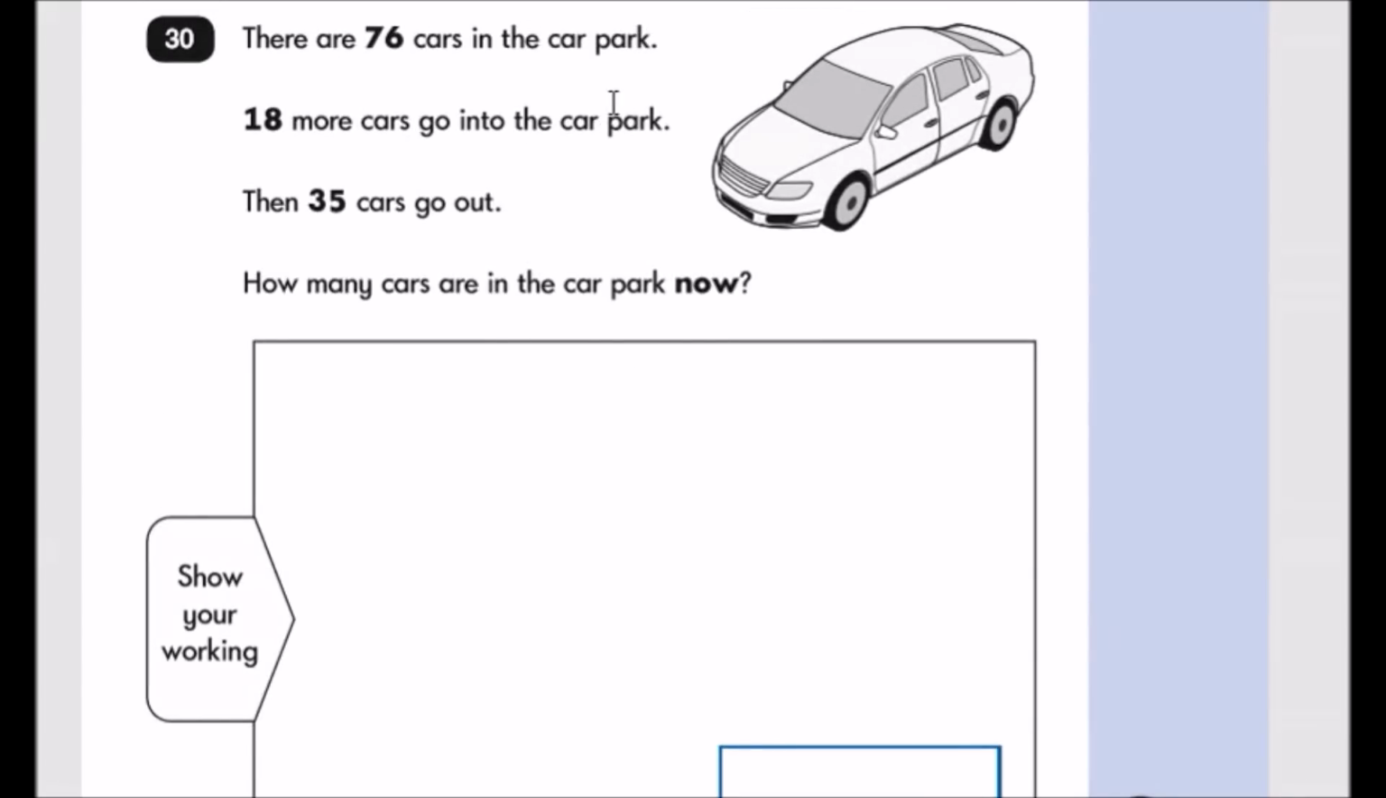So there are 76 cars in the car park. 18 more cars go into the car park. Then 35 cars go out. How many cars are in the car park now? Okay, so let's take this in again, yeah? So we have 76 in the beginning. 18 more cars go in the car park, so it'll be 76 plus 18. Let's work that out first. So let's add 10 to 76. So we've got 86, and 86 add 8 is going to give us, add 4 more, add another 4, you get 94.